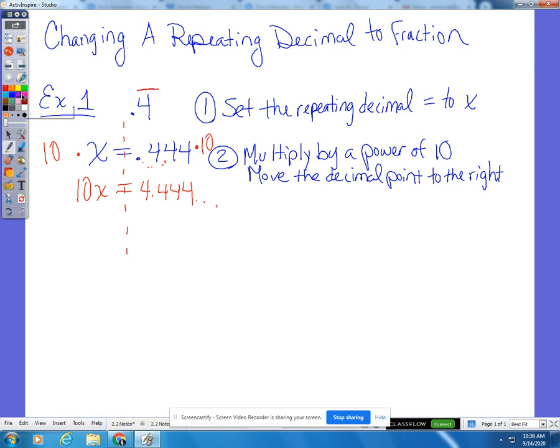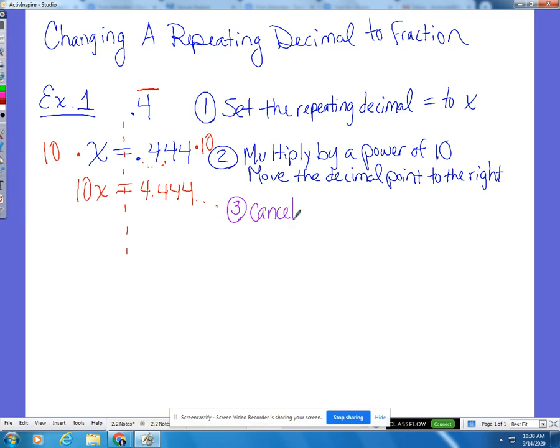Step number 3, we want to cancel out the repeating decimal. So do you remember what we do with those two equations, x equals 0.4 repeating and the 10x equals 4.444 repeating? Yes, we subtract the two equations.